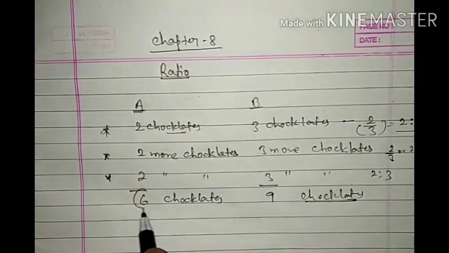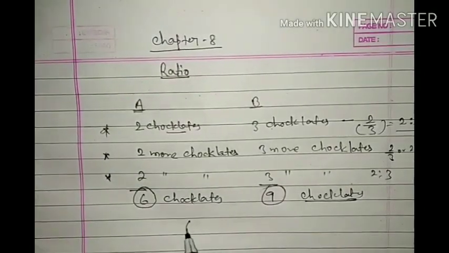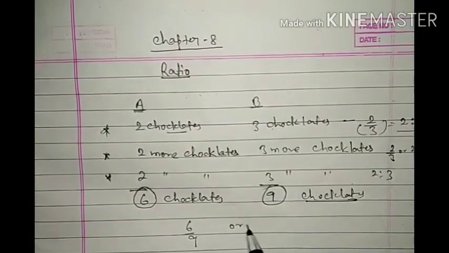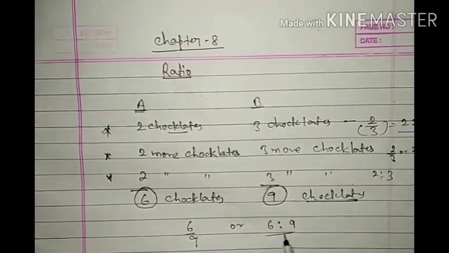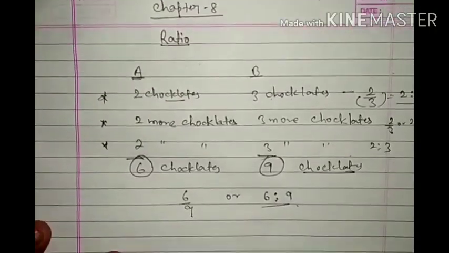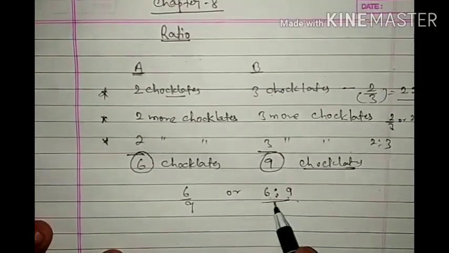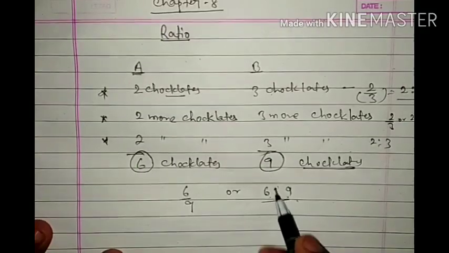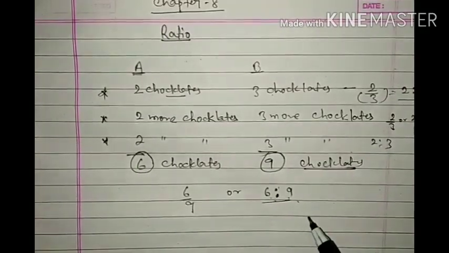And what about the total chocolates comparison? It is 6 by 9 or 6:9. We call it a ratio, or simply we can say 6:9. The specific symbol of this is the colon.